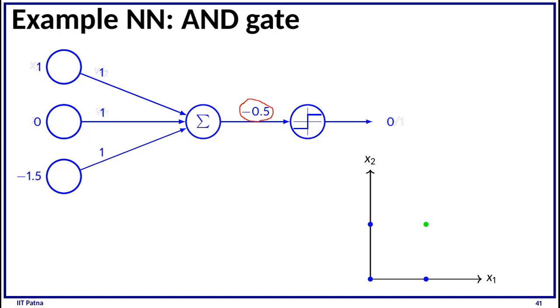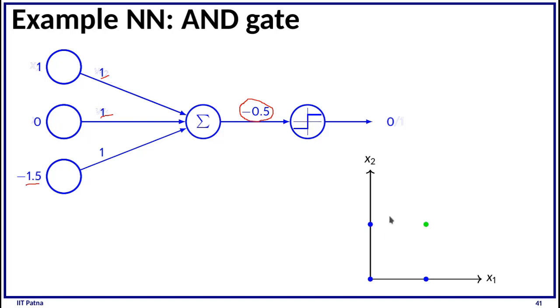So effectively what we are doing here is classifying whether this input, 0-1 or 1-0 or 0-0, falls into the 0 category, or when it's 1-1 it falls into the 1 category. If you try with the other values, you will be able to observe that it actually realizes the AND gate.